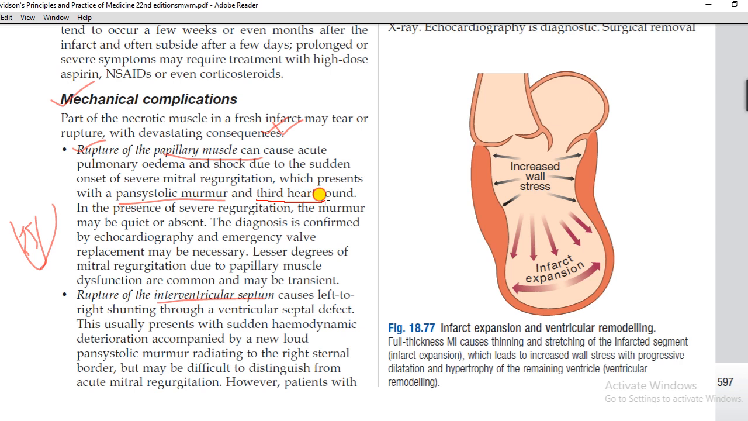In clinical examination, we can hear a pansystolic murmur and a third heart sound when there is papillary muscle damage that causes mitral regurgitation. These papillary muscles are connected with the mitral valve. Whenever there is a loss of connection between the papillary muscle and the mitral valve, mitral regurgitation occurs, leading to pulmonary edema. How does the pulmonary edema occur?